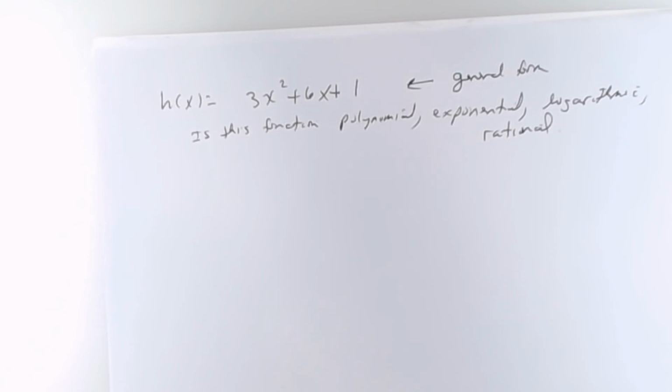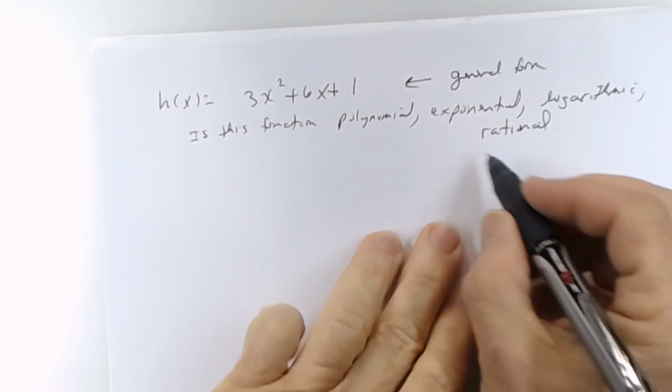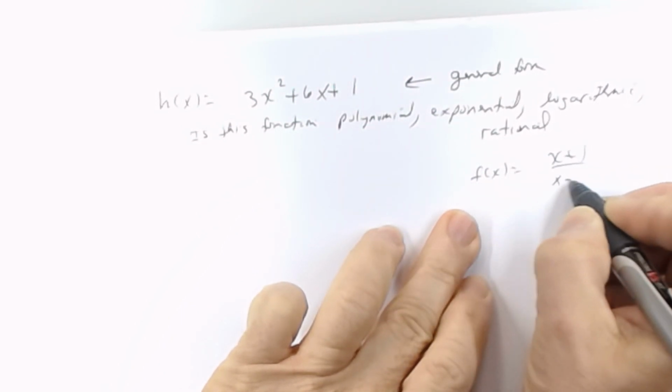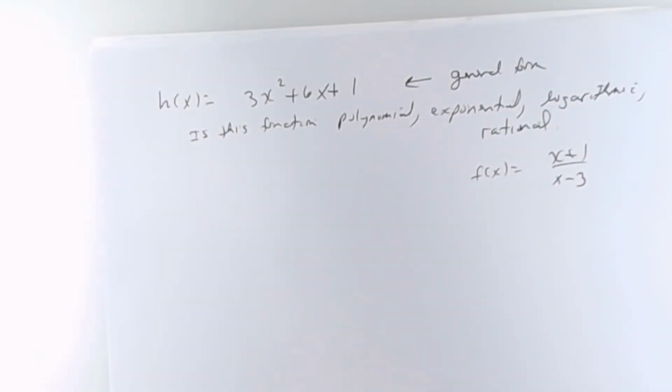Last semester you did some stuff with rational functions. A rational function is where the variable is also located where? In the denominator. What are those denominators here? 3x squared divided by what? 1. 6x divided by 1. 1 divided by 1. So did I mention any variables in that denominator? So this would not be rational.